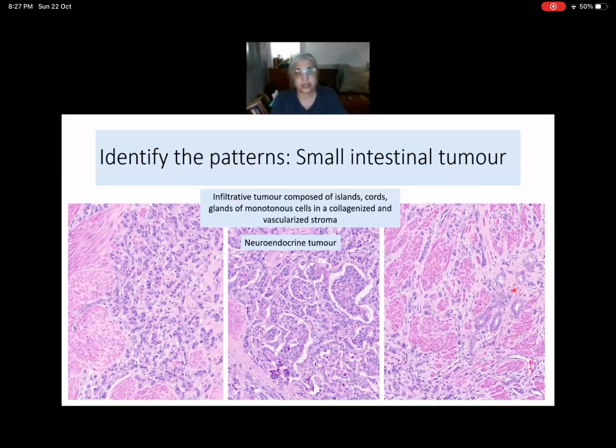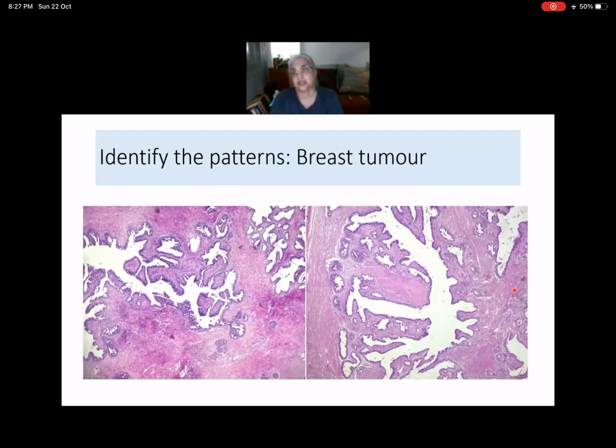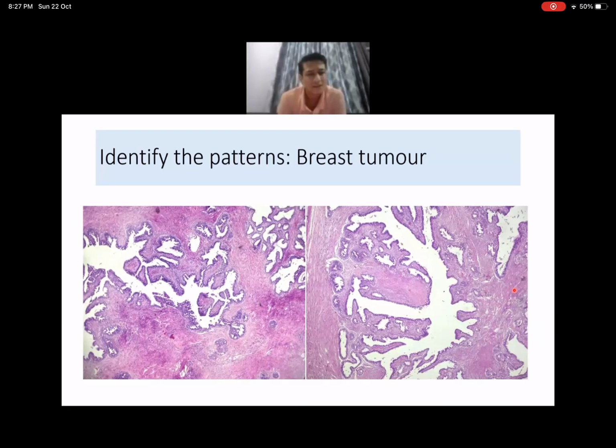So it's an infiltrative tumor composed of islands, cords. I've said glands, it could be tubules, of monotonous cells in a collagenized and vascularized tumor. I know that it is infiltrative because you can see smooth muscle here where it is. Yeah, so this is a neuroendocrine tumor. That's not. Now, what about this?